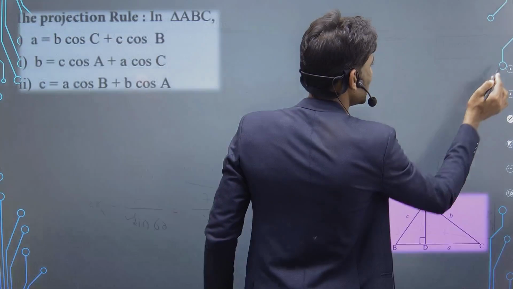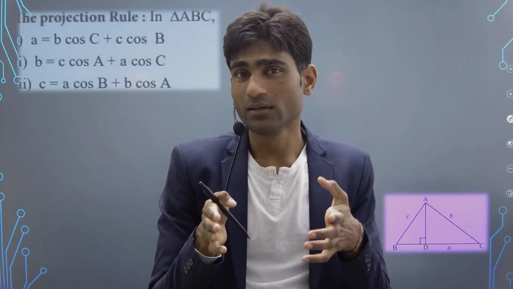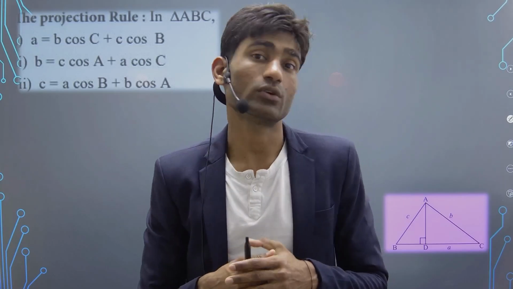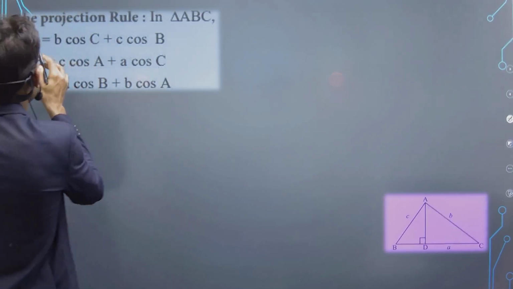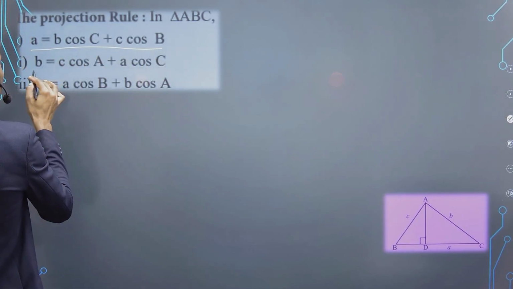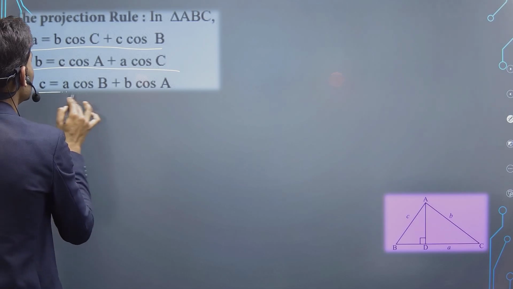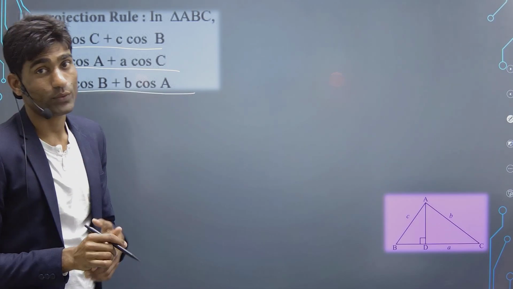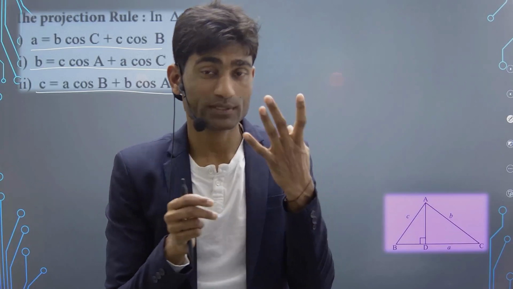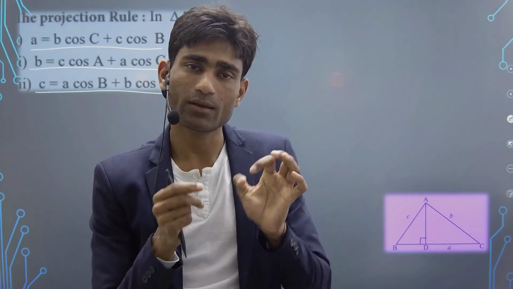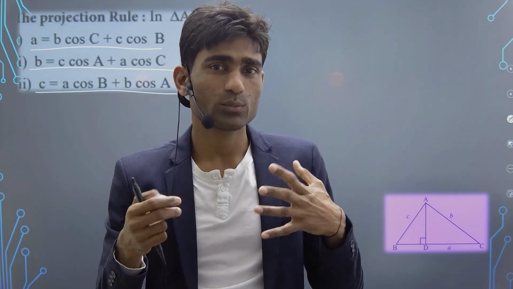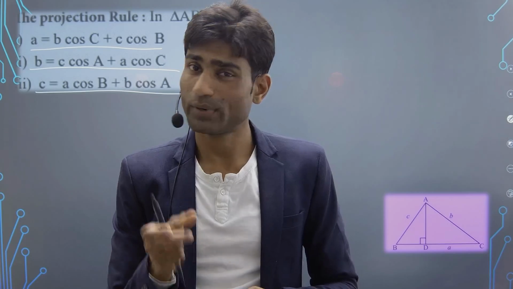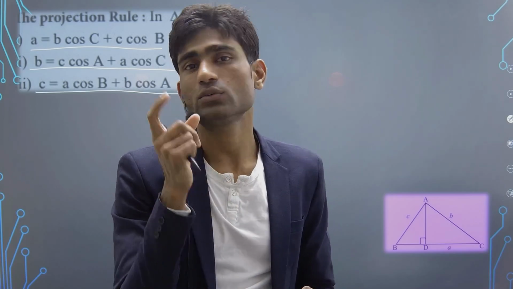So let's go for the next part, which is the projection rule. We'll do a recap of the projection rule, as only examples come on the projection rule. Here a equals b cos C plus c cos B, b equals c cos A plus a cos C, and c equals a cos B plus b cos A. These are the 3 separate results for the projection rule. Similar to the sine and cosine rules, we can prove them, but the proof is not that important for your exam; only questions based on the projection rule come in your exam.